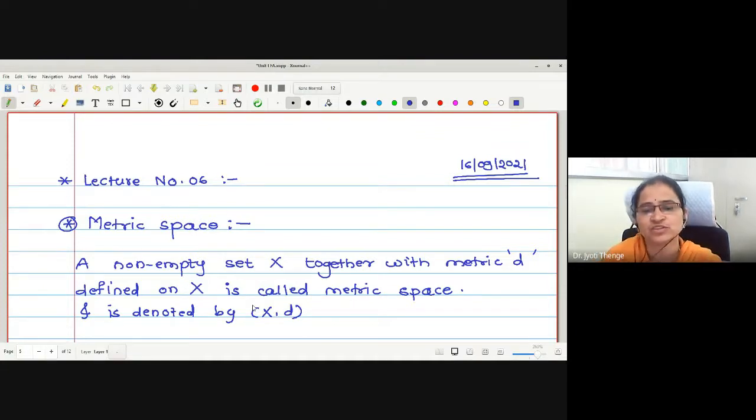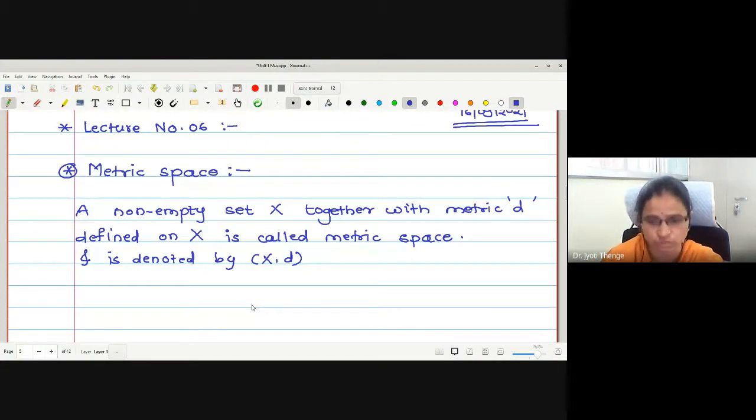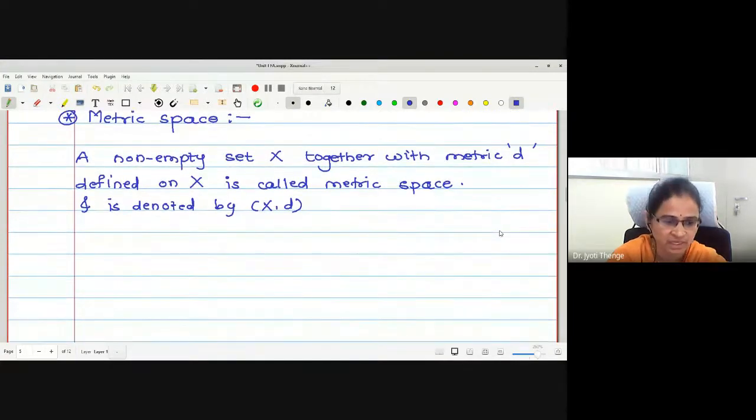The actual meaning of the set X together with the metric d is very simple. Whatever set we are going to consider, in this set we find the distance between two elements with the help of this defined metric. Any distance between any two elements in this set being calculated with the help of this metric is what is called a metric space.